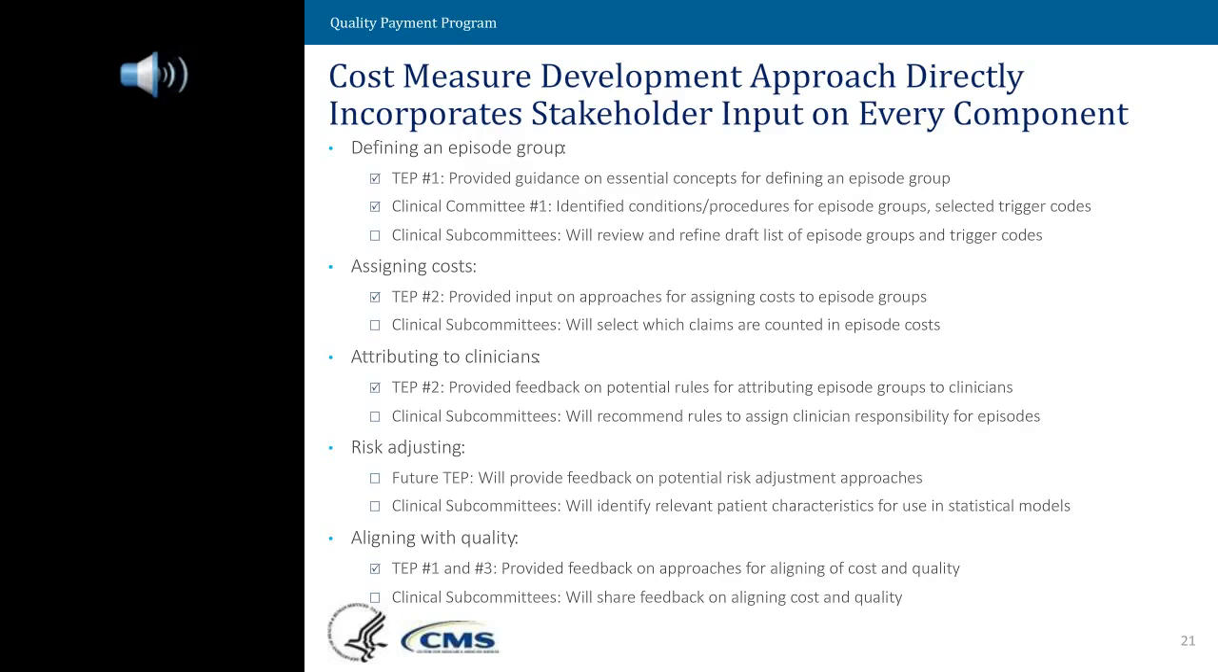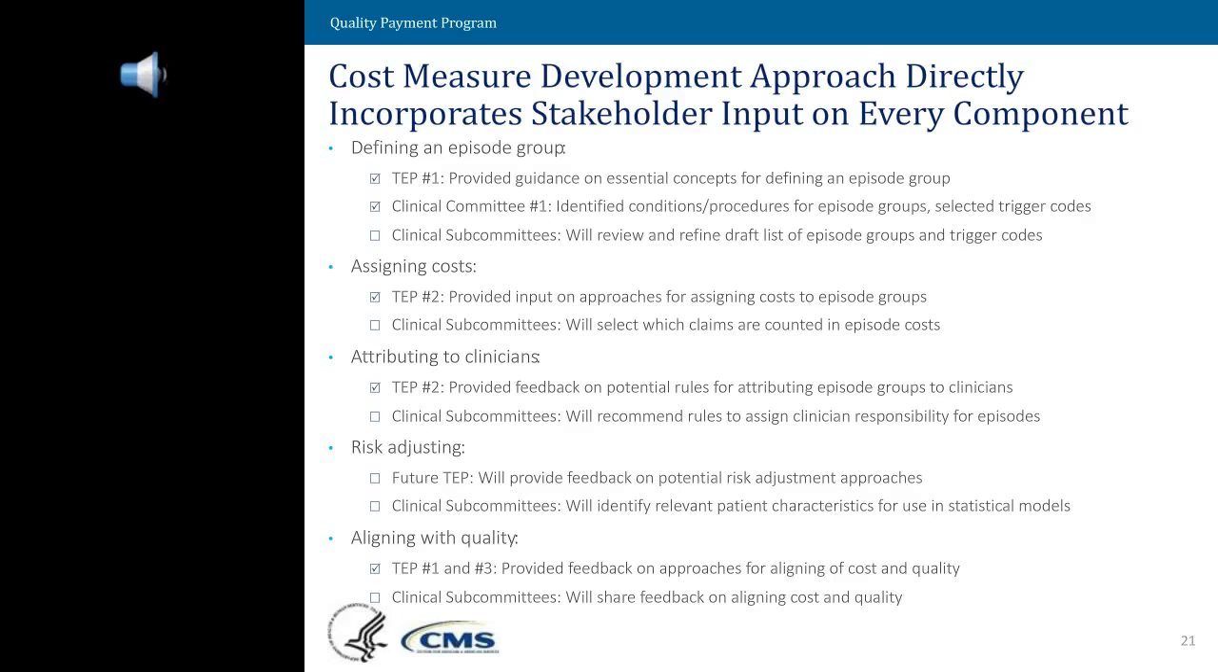First, defining an episode group. For this component, our first step provided guidance on essential concepts for defining an episode group. Our first clinical committee identified conditions and procedures for episode groups and selected trigger codes. Moving forward, we are forming clinical subcommittees which will refine the draft list of episode groups and trigger codes, which is an essential component of this first component of cost measures, defining an episode group.